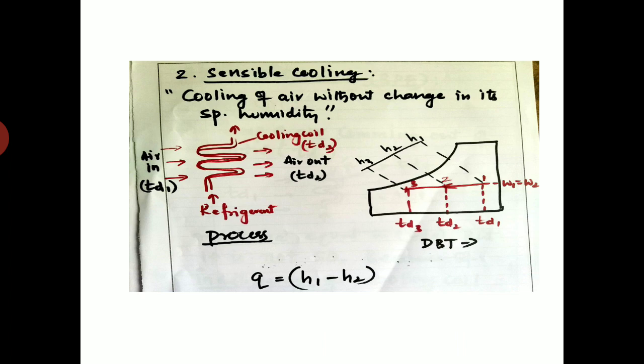So I have to use refrigerant. The refrigerant will be flowing, so that will be the cooling coil, because cool air has to be passed. Air in will be TD1, air out will be TD2, then cooling coil temperature will be TD3. So this is the process. If I obtain the psychrometric chart, dry bulb temperature goes on increasing from 1 to 3. Okay, so TD1, TD2, then again dry bulb temperature goes on decreasing.